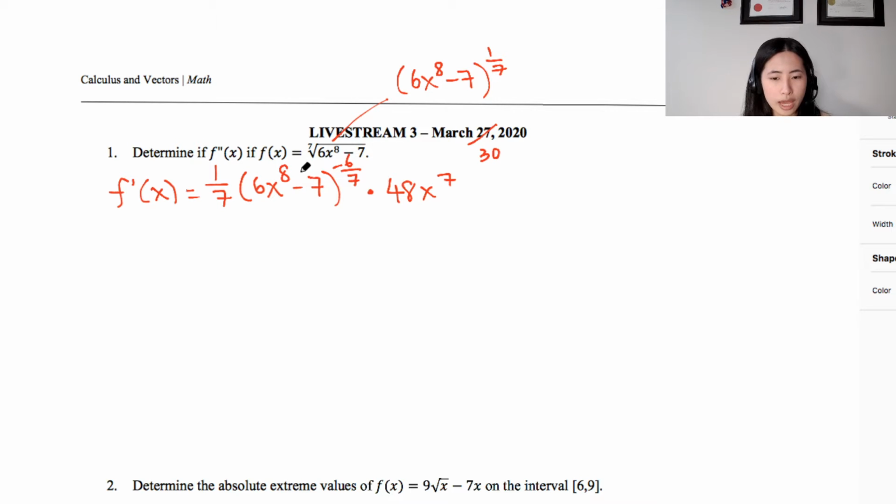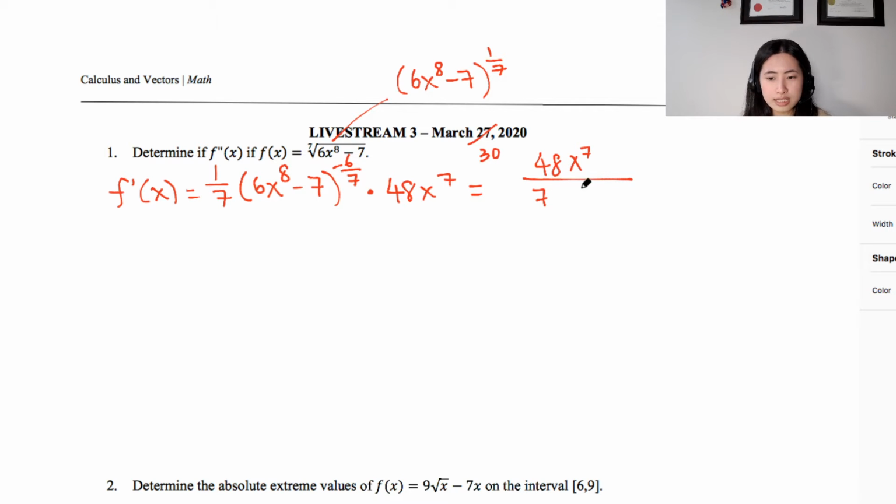Okay, great. Once we have that, we can actually combine our expression. In this case, you're going to see that this can be rewritten as 48x^7 over our fraction, because this is a negative exponent. Therefore, for this to become positive, you need to place that into your denominator.